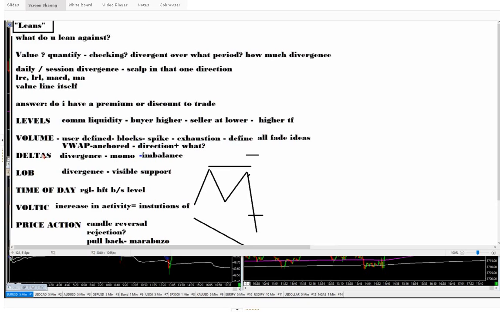You can lean against the limit order book because that's real money. You can lean against deltas because that's real money. You can lean against volumes because that's real money. You can lean against levels because levels is volume. You can lean against Voltic because that's real trades. You can lean against some price action because usually price action requires volume to develop into a price action candle, like a Marubozu type candlestick formation. And that's what we've got to try and see, guys.